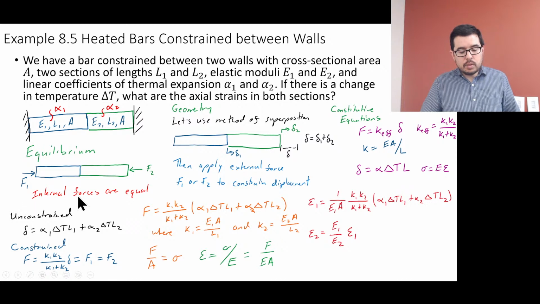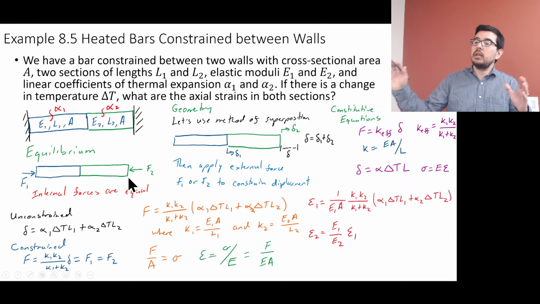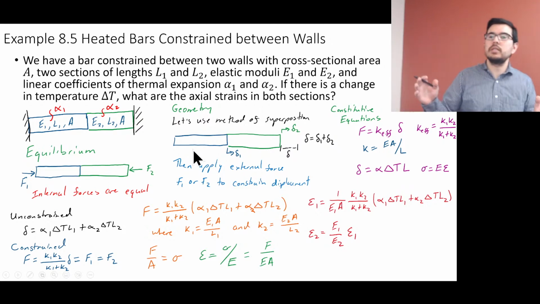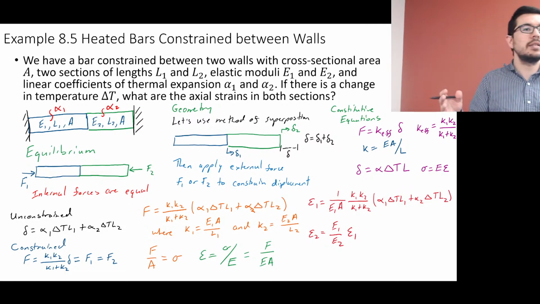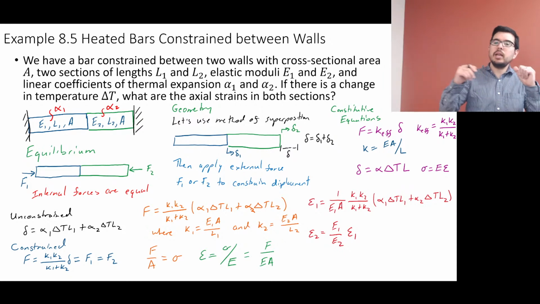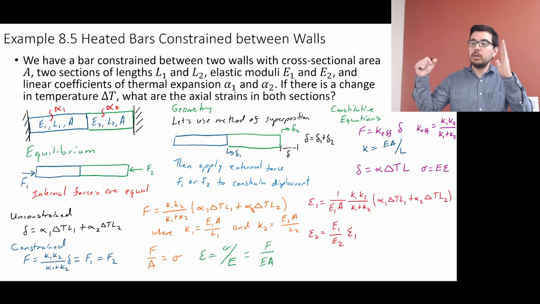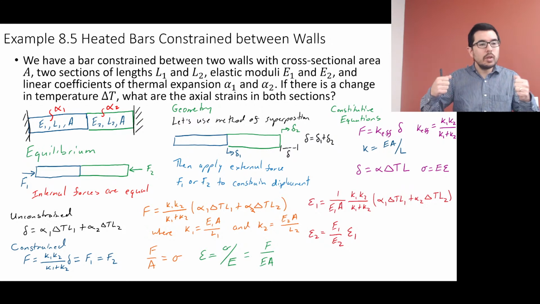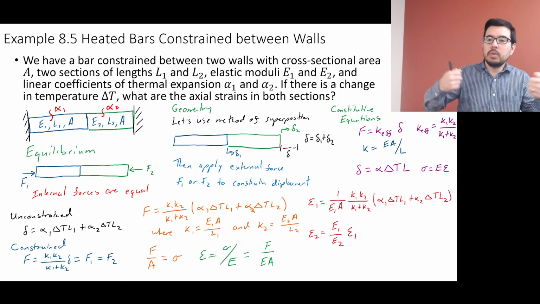Now we're going to think about what happens. Let's go to equilibrium now, when we apply that force again. If it's unconstrained, there were 0 forces, 0 stress in the whole bar. But if we say, no, I'm not going to let you expand, I'm going to apply a force. That's fine, I'm applying a force.